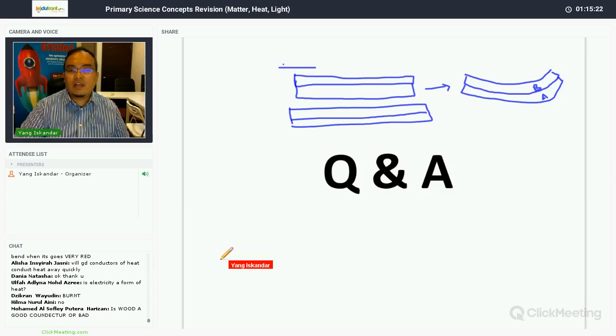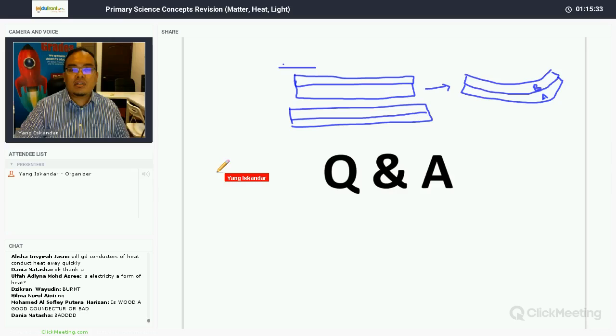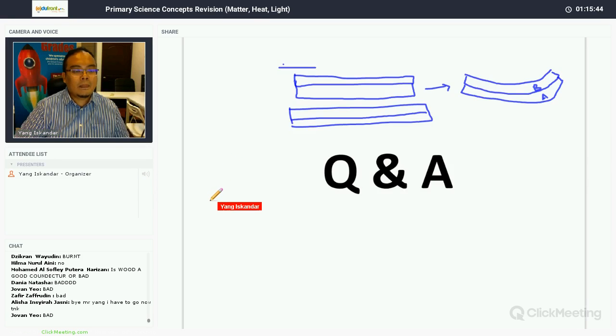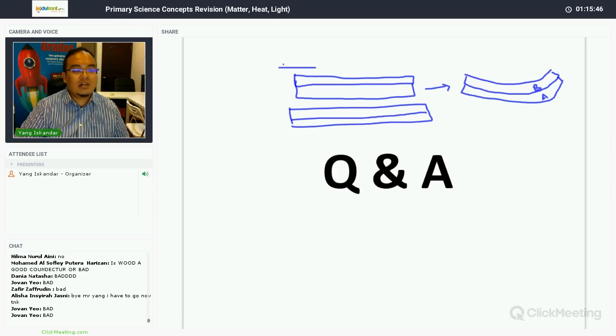Is electricity a form of heat? No, electricity is a totally different kind of energy. It is another topic under electrical energy. When you are in P5, P6, you learn the chapter on energy and you understand that there are different forms: electrical energy, heat energy, sound energy, light energy. So electrical and heat energy are different. Is wood a good conductor or bad? Wood is generally a poor conductor of heat.